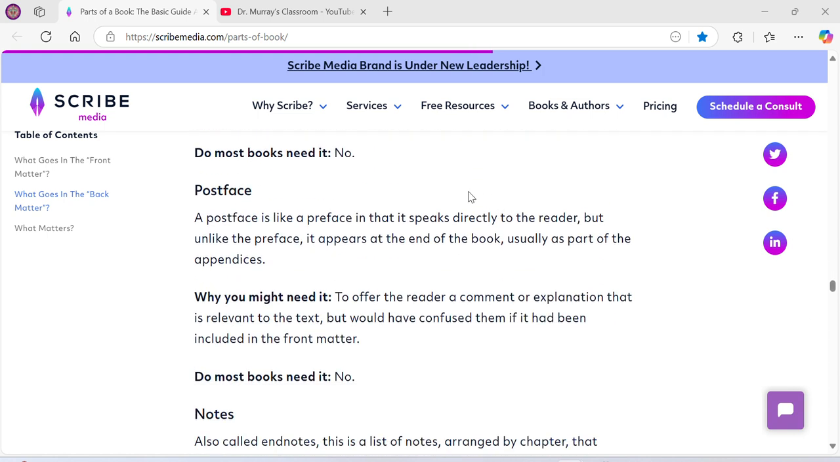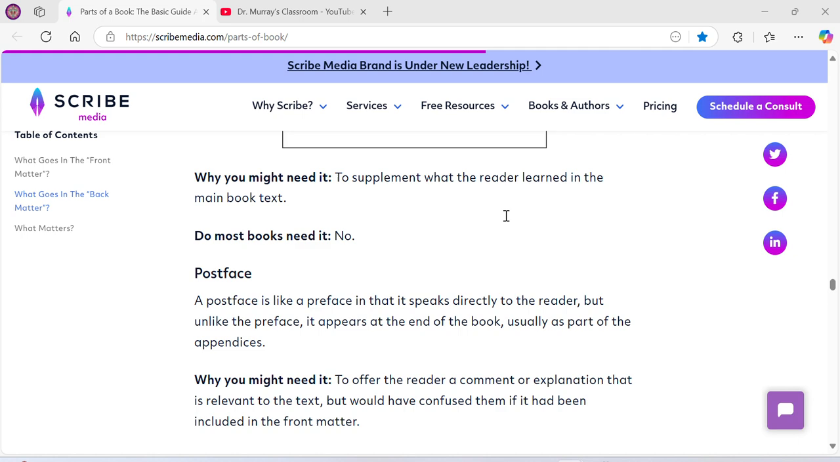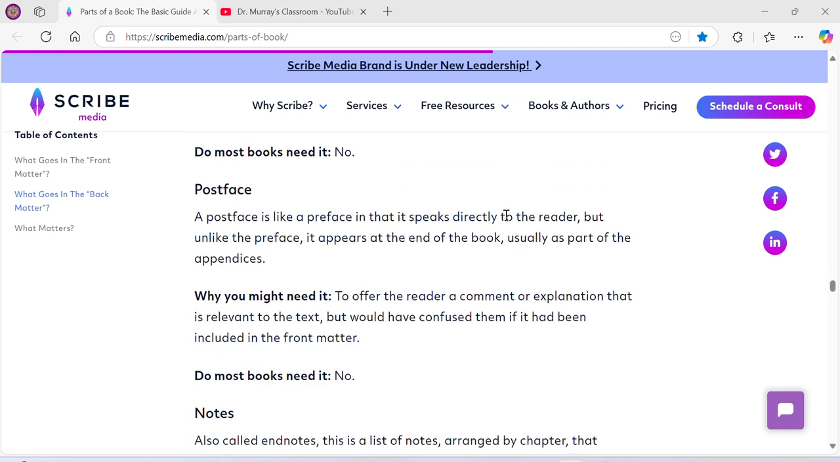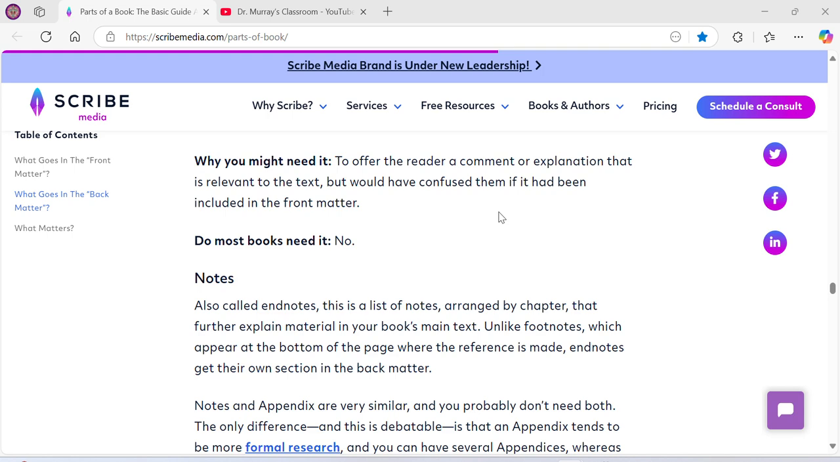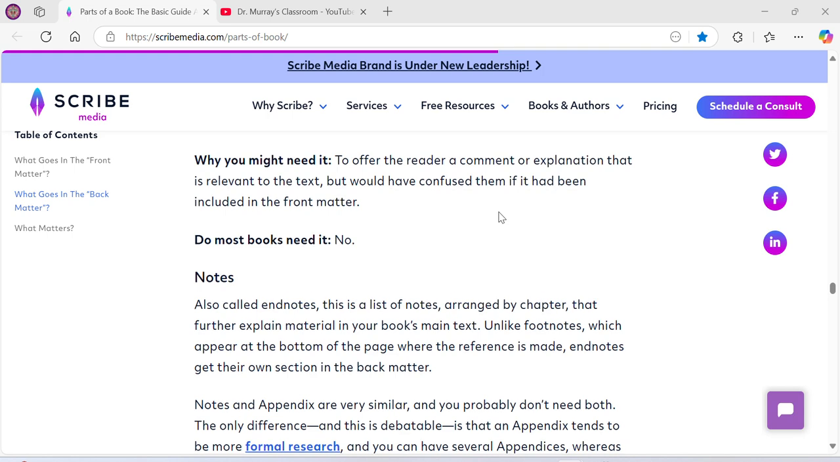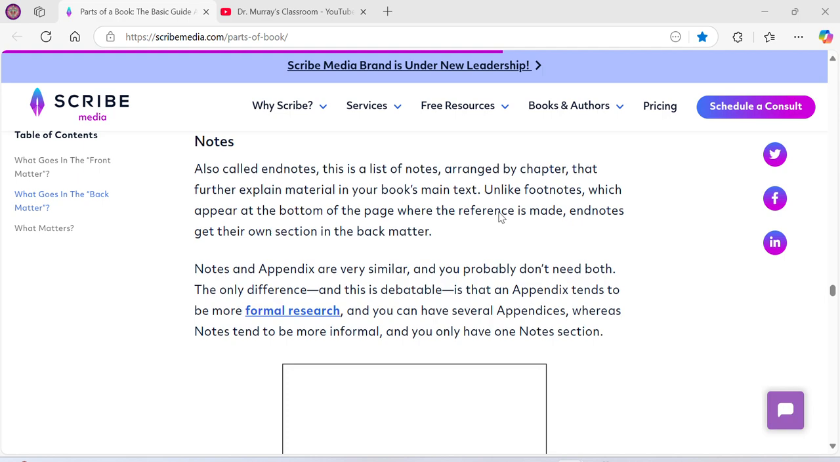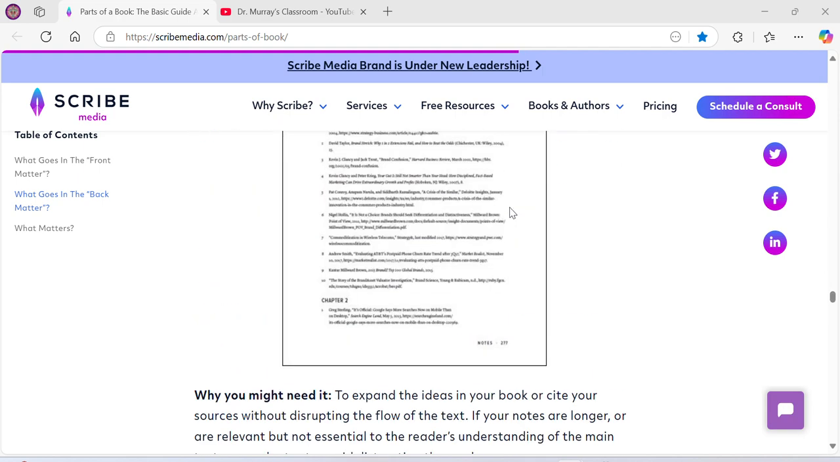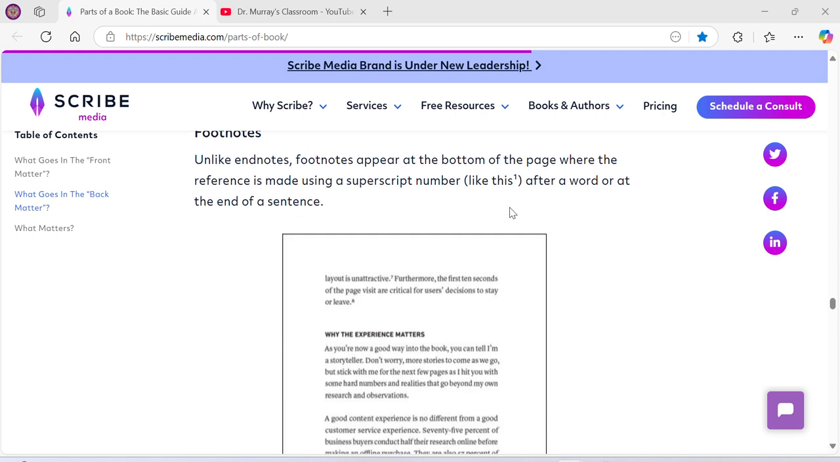You can do a postface. It's like a preface. It speaks directly to the reader. But unlike the preface, it appears at the end of the book, as a part of the appendix. None of my books had a postface. I haven't even seen a book that I personally read that had a postface. You can put notes there. There's a lot you can put in the back.